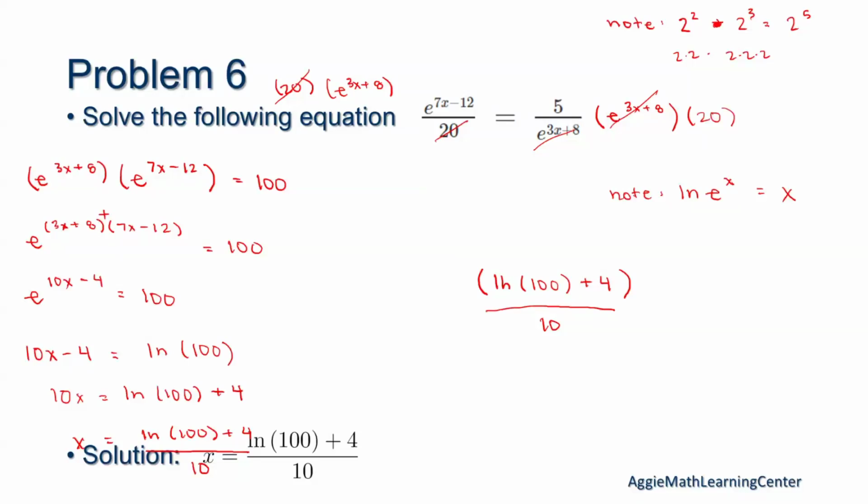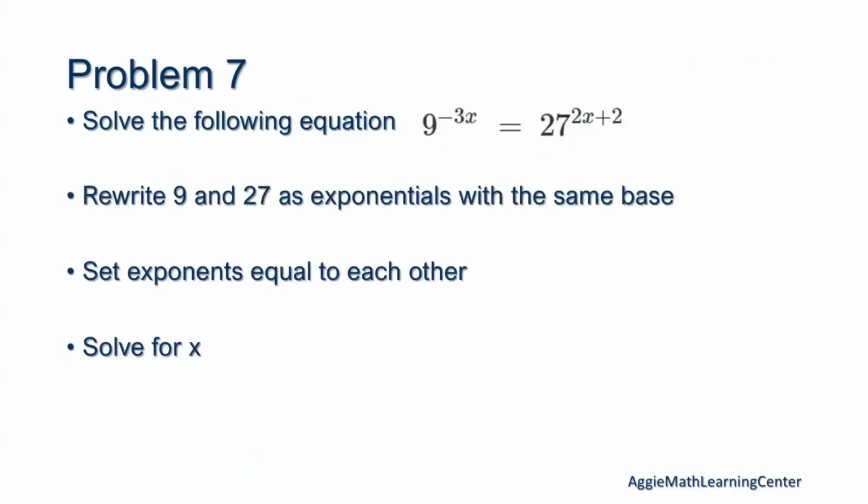Okay, so we're going to move on. Problem number 7, solve the following equation. In order to solve this, it says on the PowerPoint we have to rewrite 9 and 27 as exponentials with the same base. Some of us see this as soon as we look at it, and some of us are like, right? So the way we can solve that is to just make a factor tree.